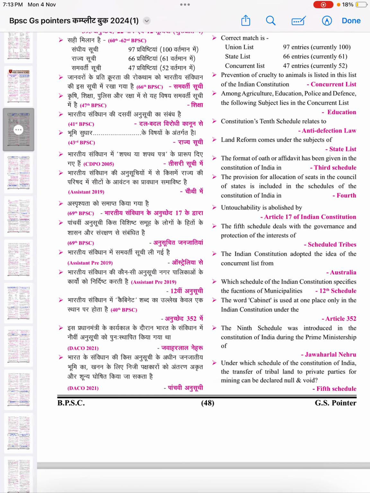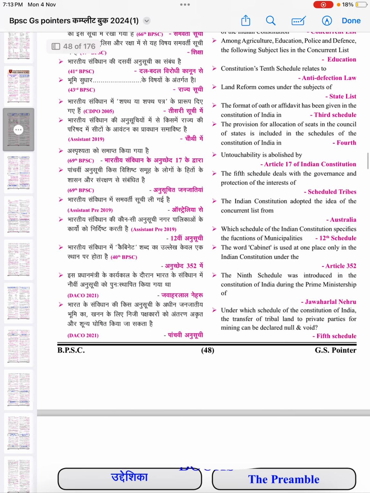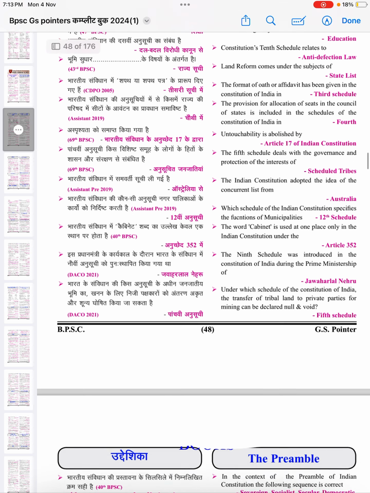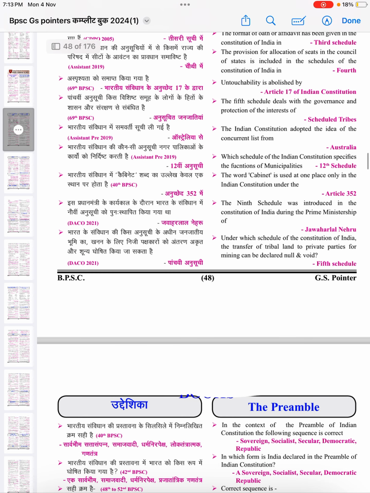Among agriculture, education, police and defense, the following subject lies in the concurrent list. Education. Constitution's 10th schedule led to anti-defection law. Land reform comes under the subject of state list. The format of oath or affidavit has been given in the Constitution of India in 3rd schedule. The provision for allocation of seat in the Council of State is included in the schedule of the Constitution of India in 4th. Untouchability is abolished by Article 17 of Indian Constitution.